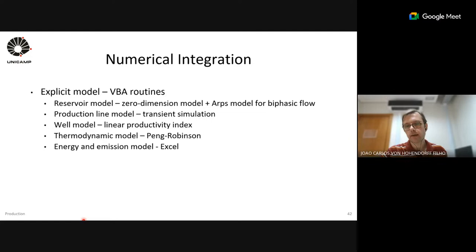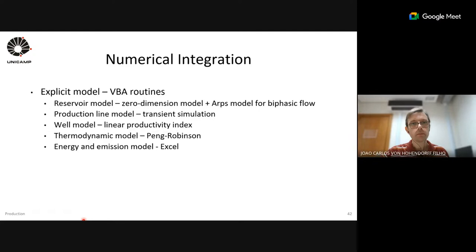In this case, case B, I use the same split model using Excel VBA routines. But for this case, I included a transient simulator in the production line model to be a bit more rigorous in the calculation of pressure drop inside the pipes. I use the same well model with linear production index, and the Peng-Robinson thermodynamic model. For the energy and emission model, I use Excel with simple equations to calculate the pressure drop and then the power and emission. It is straightforward to connect with Calc, for example, because I am using Excel; I could call Calc inside Excel and so on.